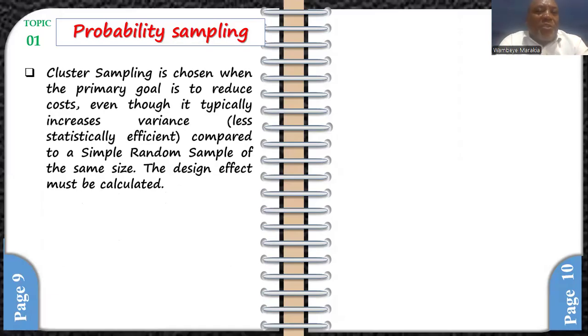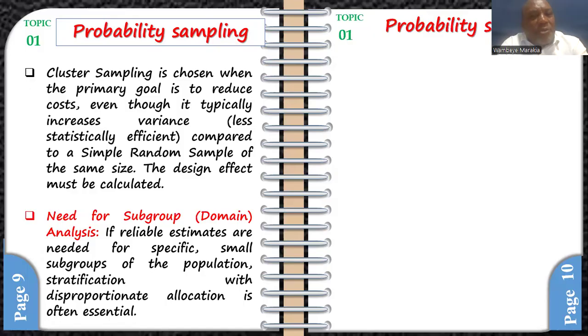Now, cluster sampling is chosen when the primary goal is to reduce the cost, even though it typically increases the variance, that is less statistical efficiency compared to a simple random sample of the same size. Now, also we need to look at the need of the subgroup. We look at the domain, the subgroup we are carrying out the analysis on. If reliable estimates are needed for specific small subgroups of the population, stratification with appropriate allocation is often essential.